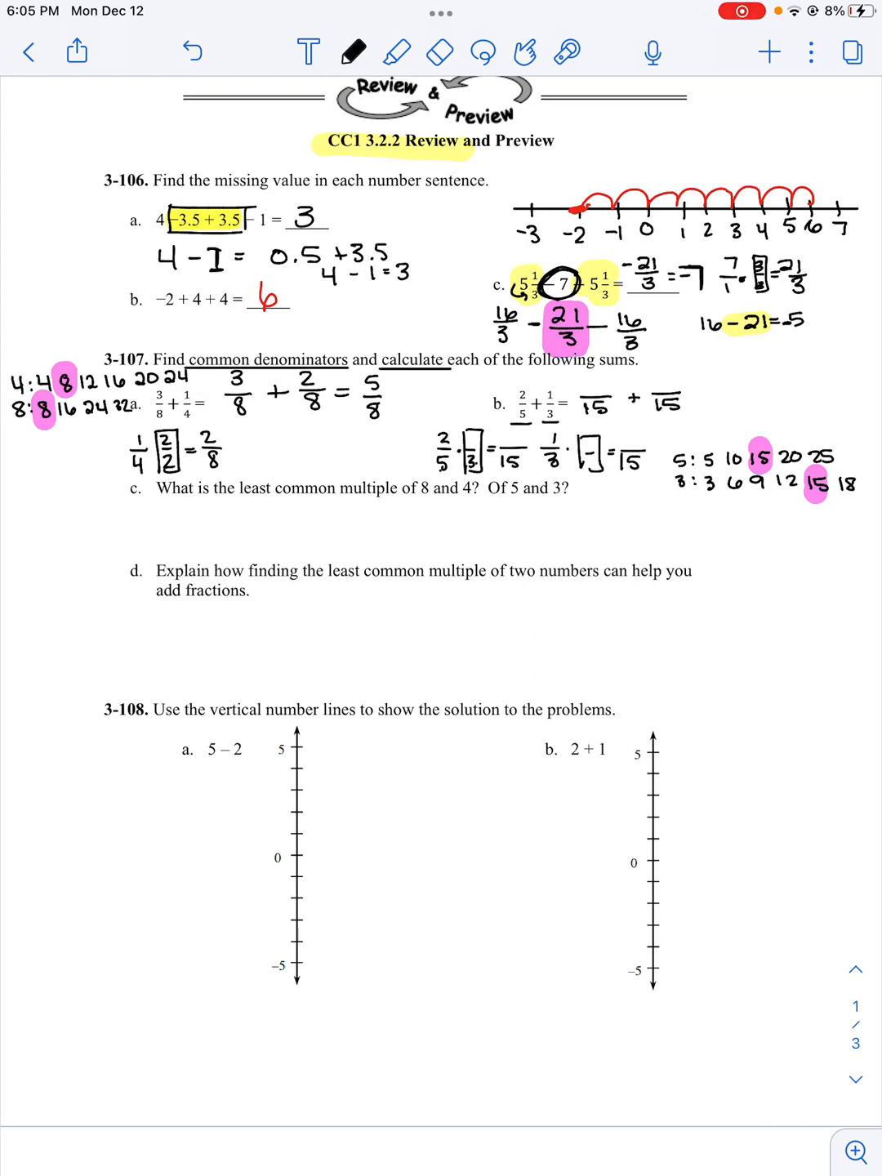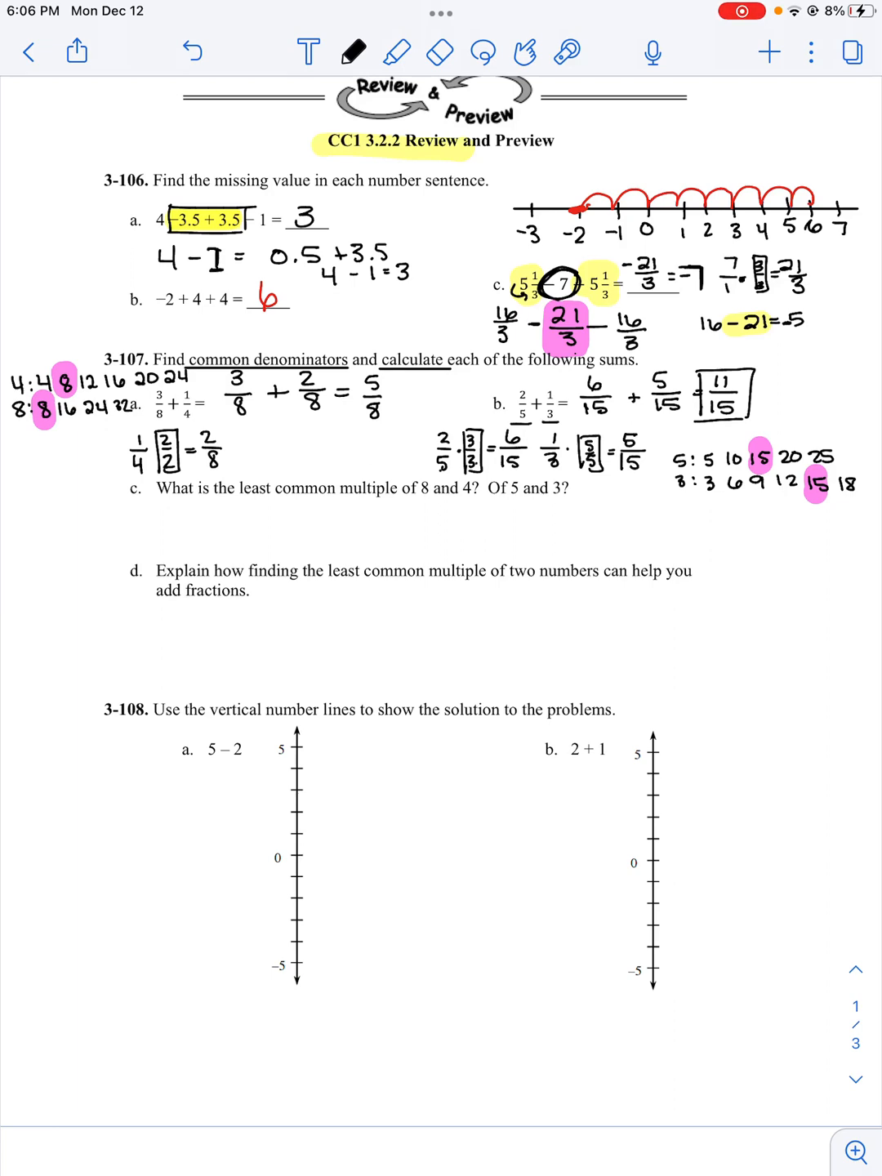So 5 times 3 is 15. Because it's a giant 1, 3 needs to go into the numerator. 2 times 3 is 6. 3 times 5 is 15. 1 times 5 is 5. And that gives me 11/15.